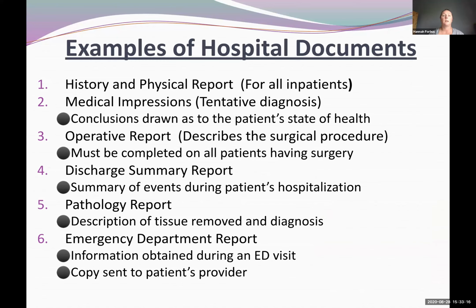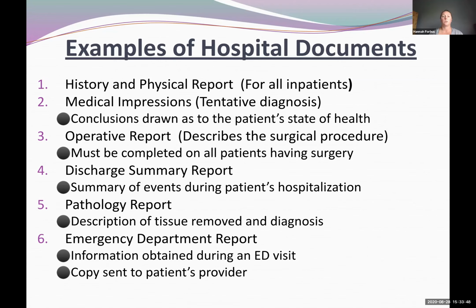So examples of hospital documents are an H&P, history and physical report. This is done for anybody who is admitted to the hospital, so going from an outpatient status to an inpatient status. That's typically done by the hospitalist. Medical impressions, such as a tentative diagnosis, are conclusions drawn about the patient's state of health. Then you would include an operative report if there's any surgical procedure performed, and that must be completed on all patients having surgery.